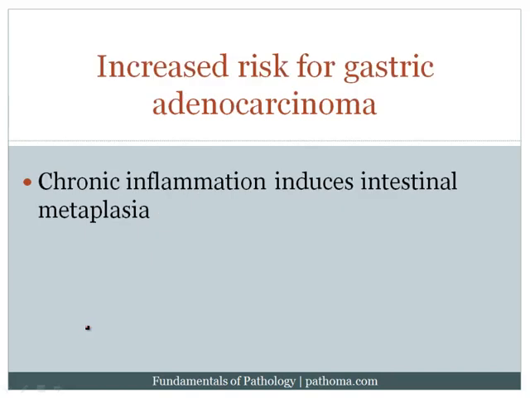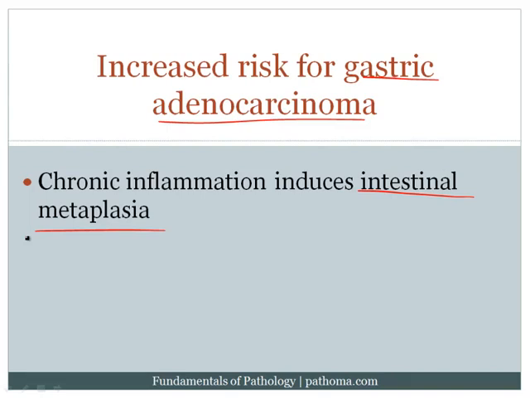Now, these patients will also have an increased risk for gastric adenocarcinoma. The idea here is that the chronic inflammation is going to induce something called intestinal metaplasia. And that metaplasia is a pathologic metaplasia which will have an increased risk for the development of cancer. Let me take a step back and remind you that normally, if you were to look at the wall of the stomach, there would be no inflammatory cells. You would not see any inflammatory cells in the wall of the stomach.